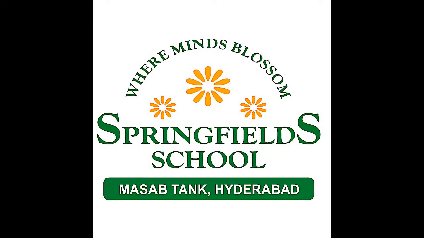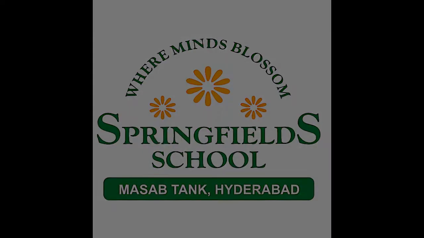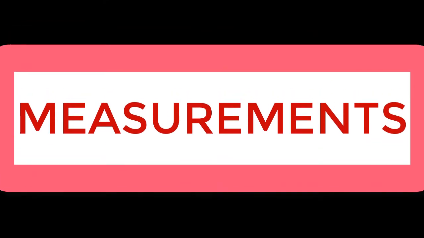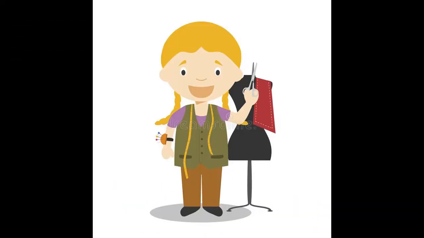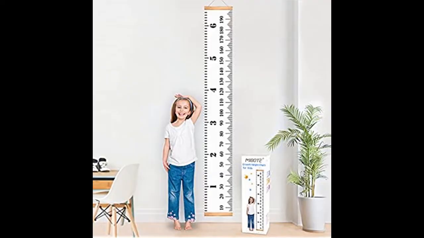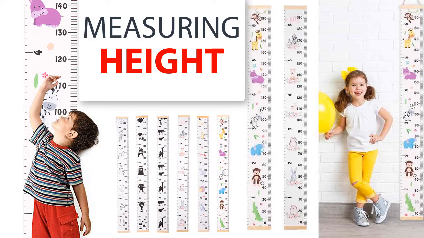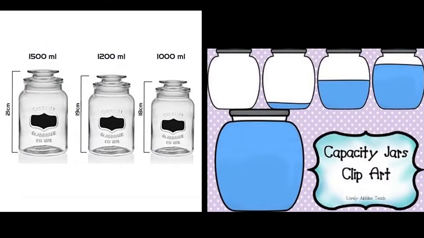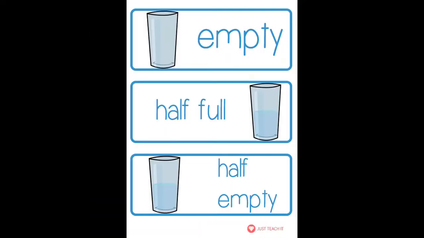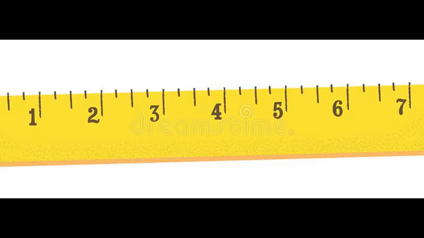In our previous class, we completed Chapter 1, Fractions. Today, we are doing Chapter 2, Measurements. Children, what is a measurement? Measurement means to measure some objects by their shape, size, length, or capacity. Today, let us just learn about measurements of length.